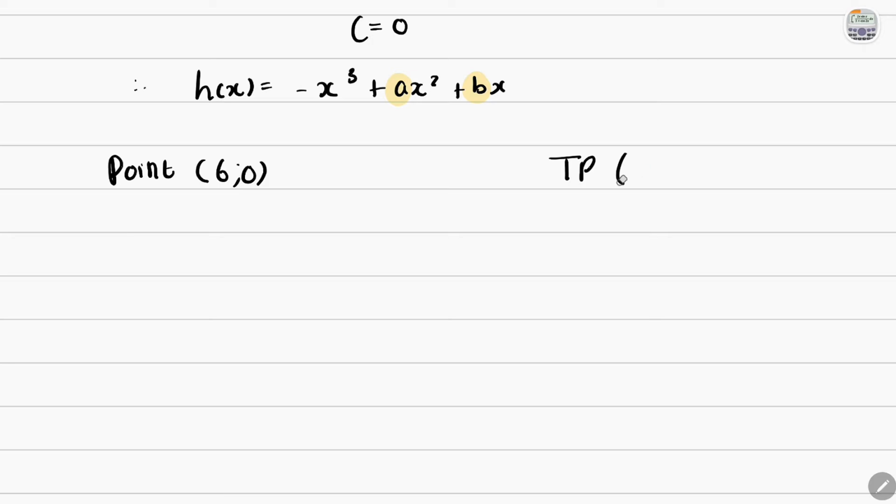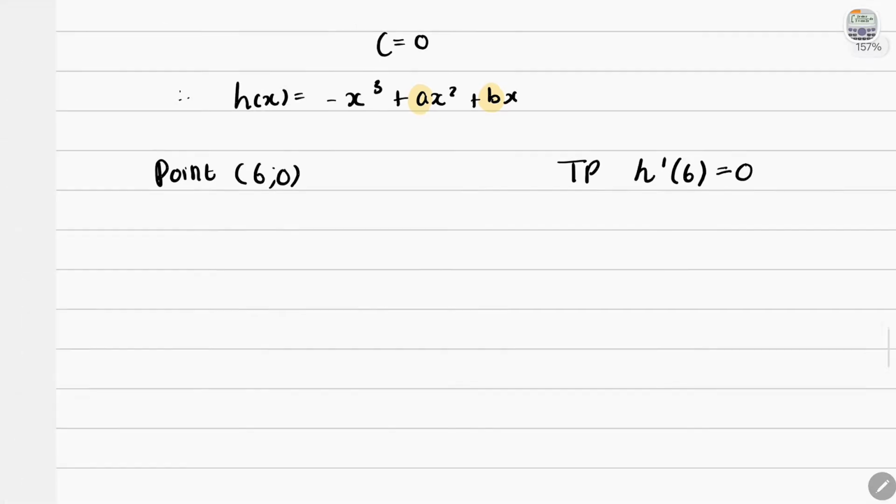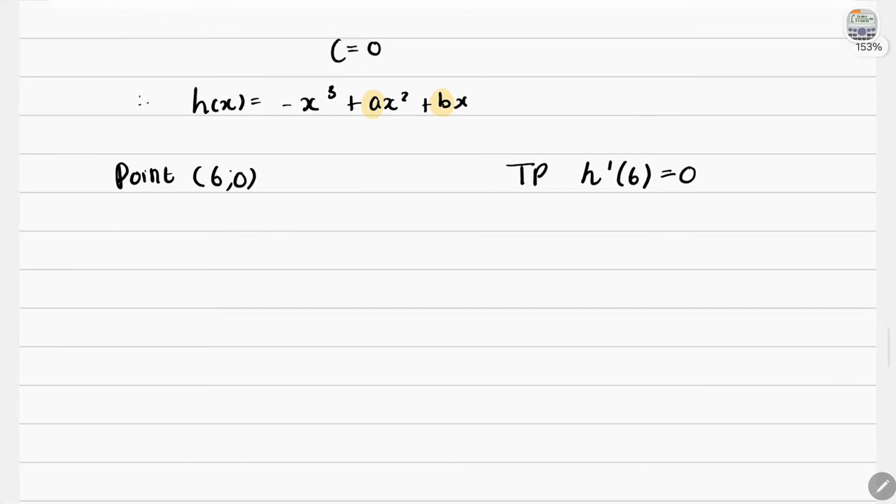So as a turning point, remember that at that point of 6 and 0, this is where the gradient of this function is equal to 0. The gradient of the graph of h at x equals 6 is 0. So we'll use it like that, meaning we will use it as h prime of 6. So the gradient of the function at the point where x is equal to 6, that gradient is equal to 0. And these are the two ways we can use it to find a and b.